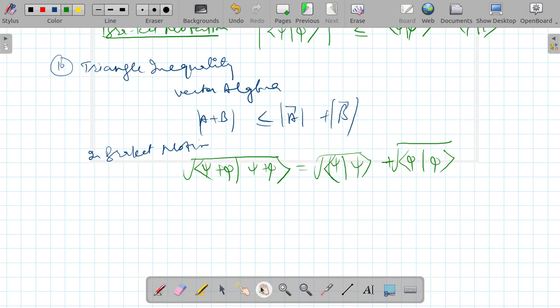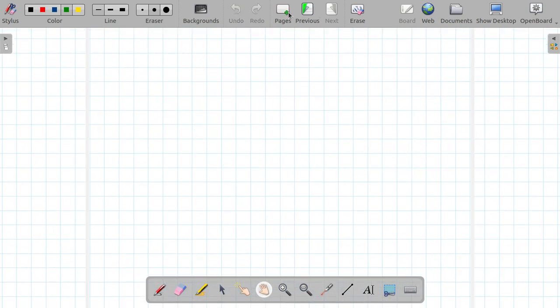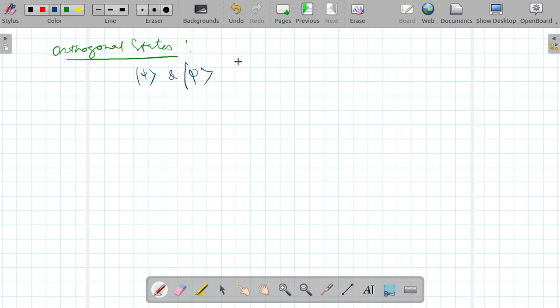Then next, let us talk about the orthogonal states. The states psi and phi are said to be orthogonal if their scalar product is 0. So this is the condition for orthogonality.